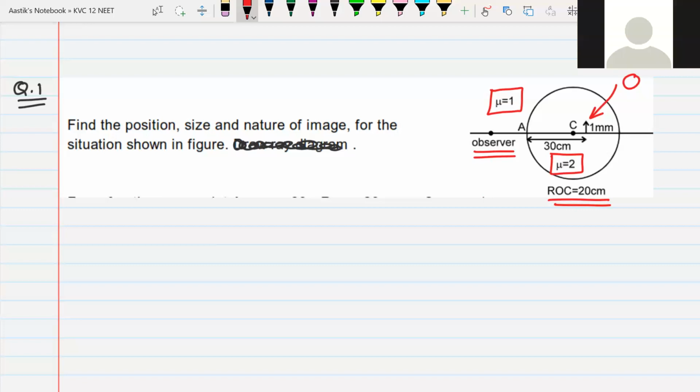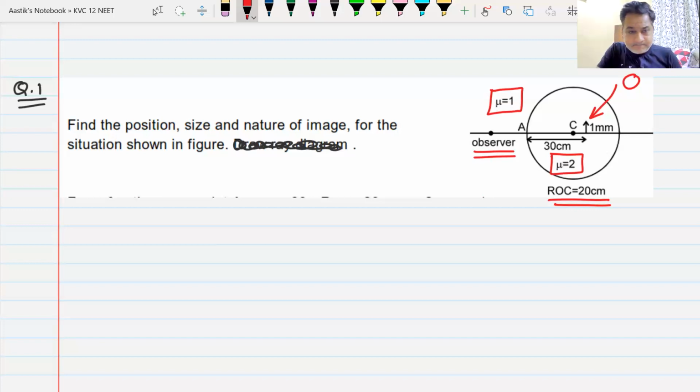Sir, minus 60 is the value of V. That is correct. What about the magnification? How much is the magnification? Sir, I'll do it. Okay, great. So I've got the correct answer, minus 60. Well done, bud. Well done, dear.